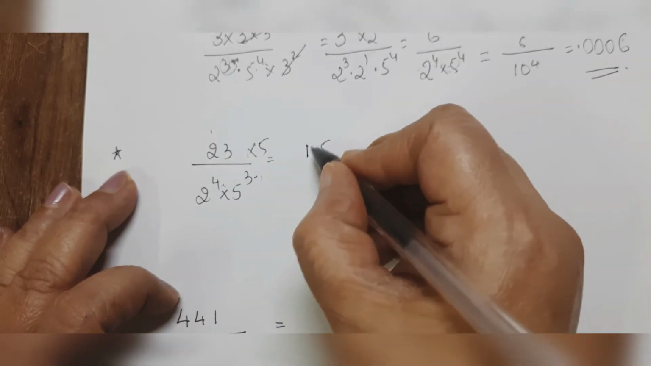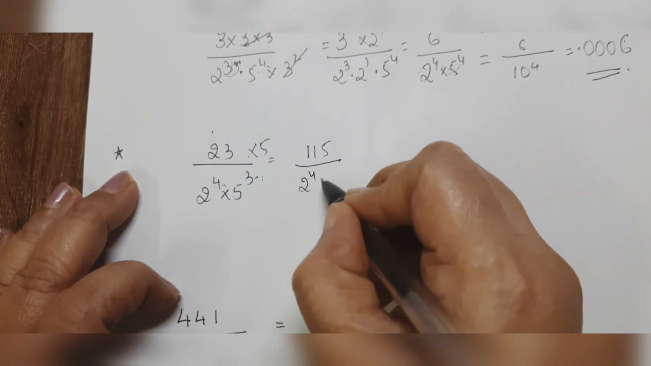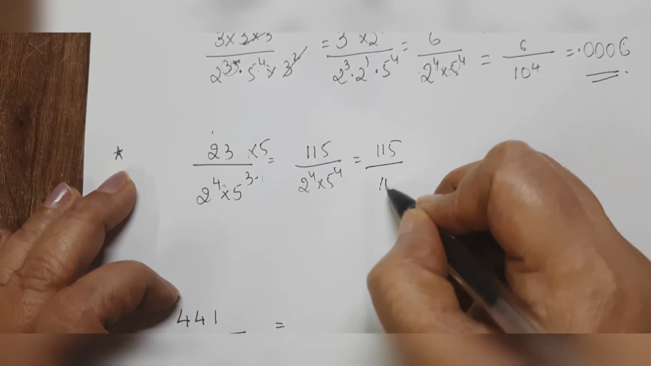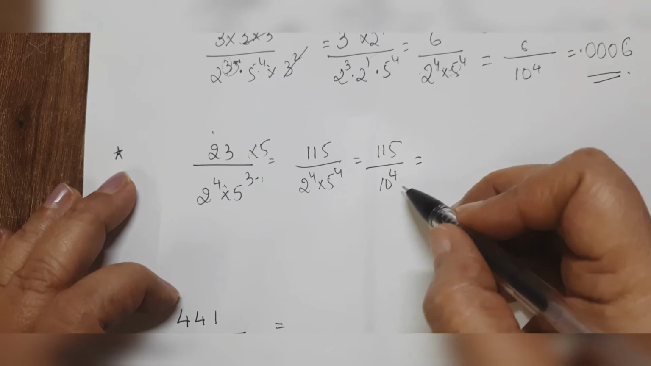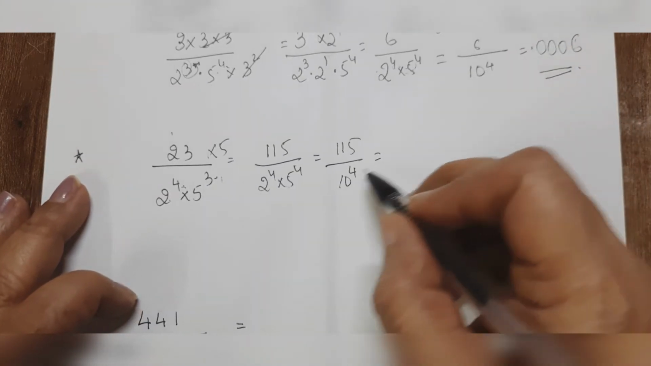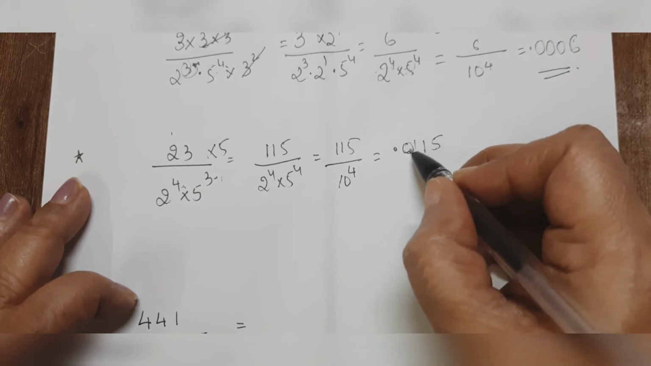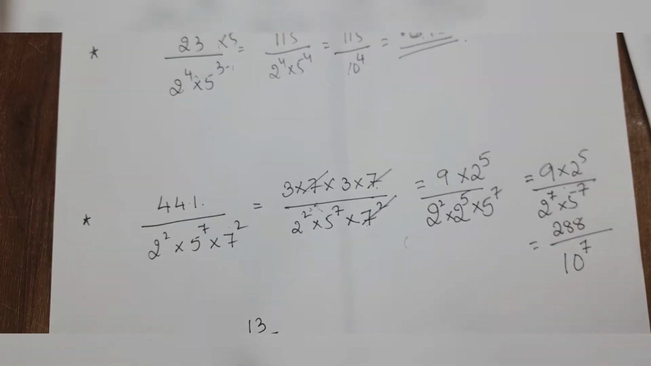5 to 10. 11 divided by 2 raised to 4. 5 raised to 4, 115. 10 raised to 4. You need not put those zeros, 10,000 down. 1 2 3 4, point. Done.